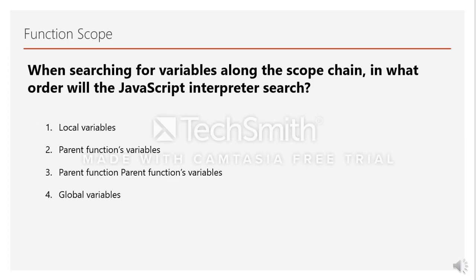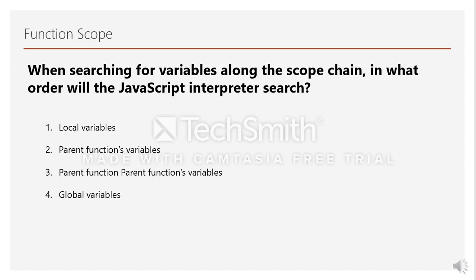And now let's move on to function scope. When searching for variables along the scope chain, in what order will the JavaScript interpreter search? It will search first in the local variable section. If not available there, then it goes to the parent function's variables. And if not there, it goes to the parent function's variables. And if not there, it goes to global variables and executes them. So this is a real understanding of the function scope.